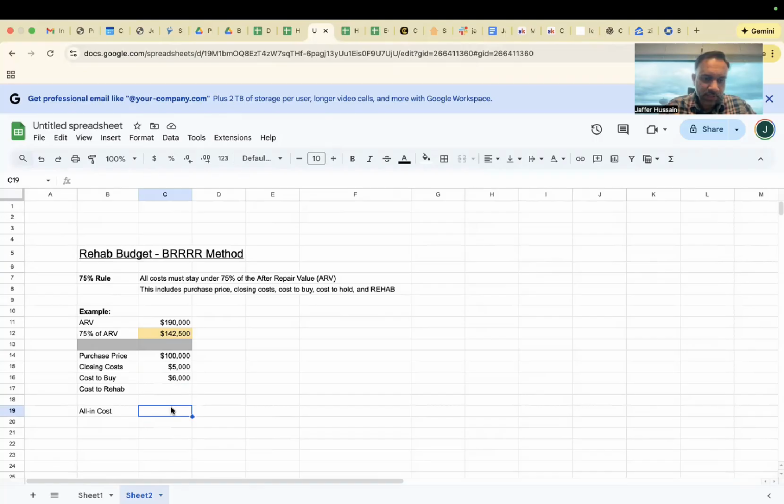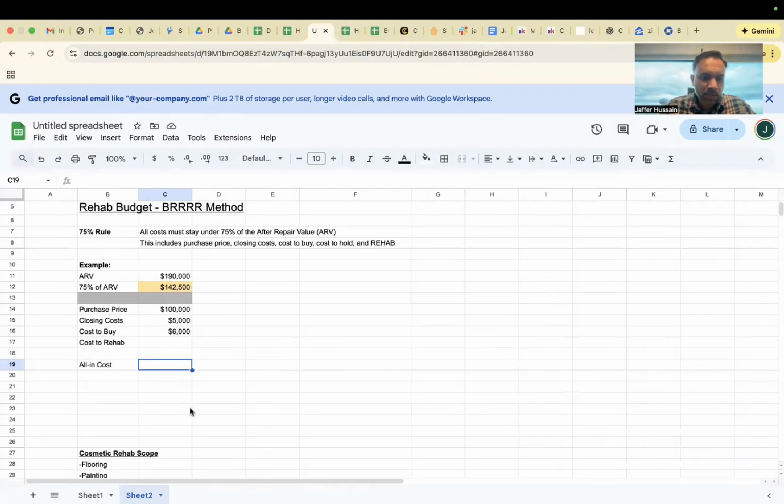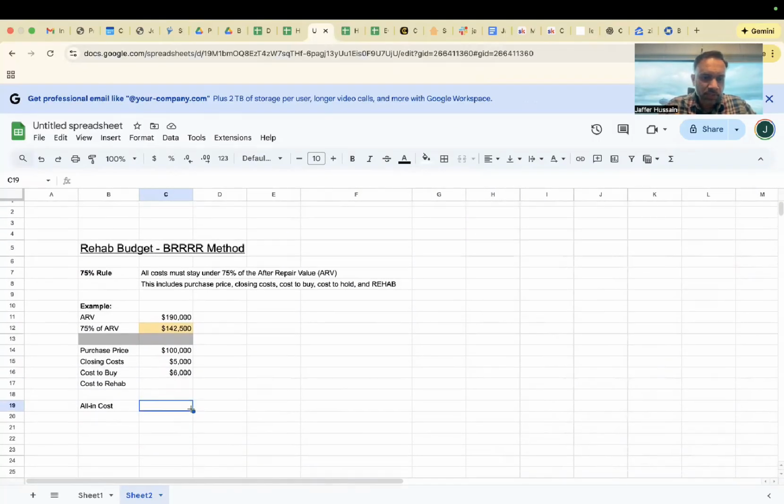Now this is the wild card that we're going to discuss right now. All of this, the purchase price, closing costs, cost to buy, and the rehab, needs to be under $142,500 in order for you to pull all of your money out of the deal and for it to be a successful Burr project. Okay, so this is what you need to stay under.